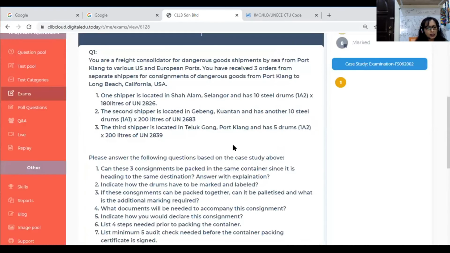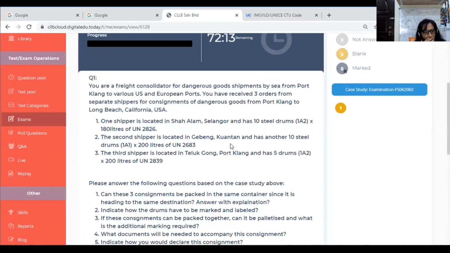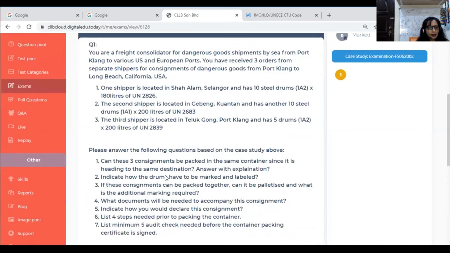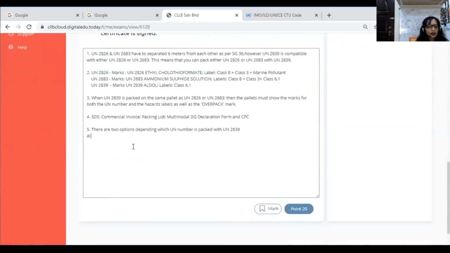So 2826 was how many? 2826 is 10 steel drums, right? And then you have 2839, which is 5 drums. So you have to do one by one here, okay? So first you start with UN 2826.